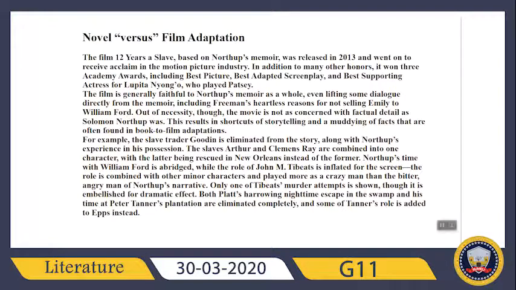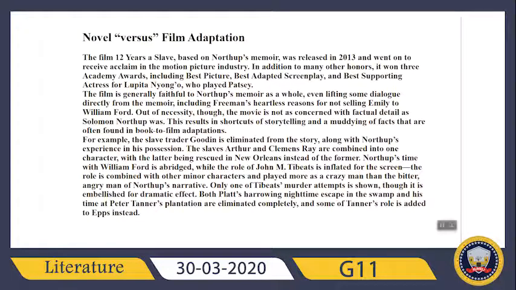The slave trader Goodin is eliminated from the story completely, along with Northup's experience in his possession. The slaves Arthur and Clemens Ray are combined into one character, with the latter being rescued in New Orleans instead of the former. Northup's time with William Ford is dramatically abridged, while the role of John Tibeats is inflated for the screen. The role is combined with other minor characters and played more as a crazy man than the bitter, angry man of Northup's narrative.